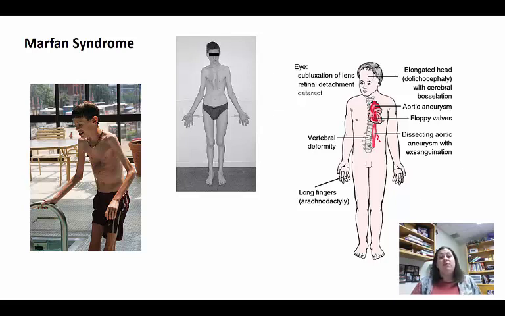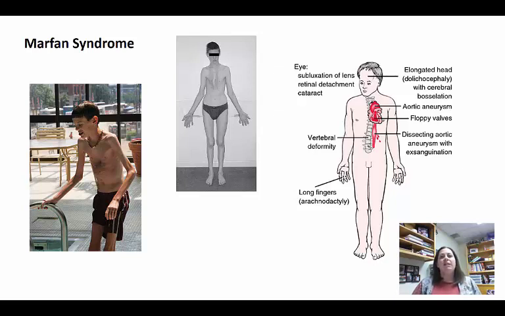Now, there are some individuals in history that potentially may have had Marfan syndrome. One is Abraham Lincoln. If we look at pictures of him, he exhibits a lot of the physical characteristics of Marfan syndrome. Another individual that's thought to have Marfan syndrome, though it has not been confirmed, is Michael Phelps.